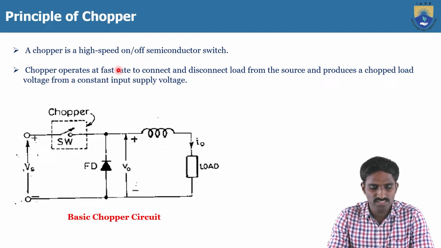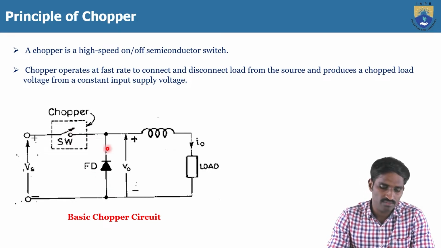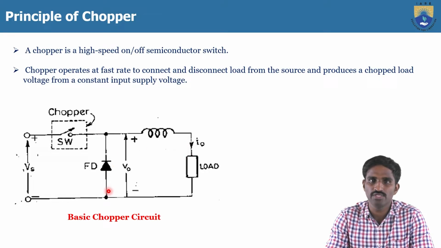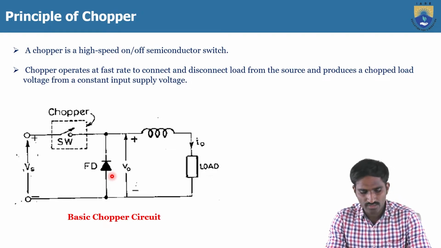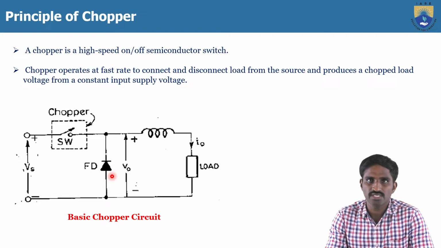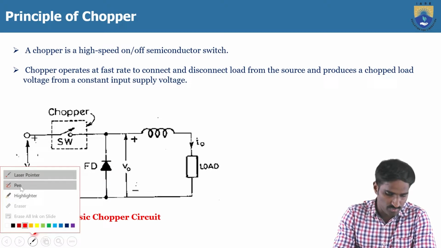A chopper is a high speed on off semiconductor switch. The chopper is nothing but a switch. But some supporting elements, like the diode or inductor, we will also use to get the operation. Then let me explain the basic principle of operation of the chopper here.